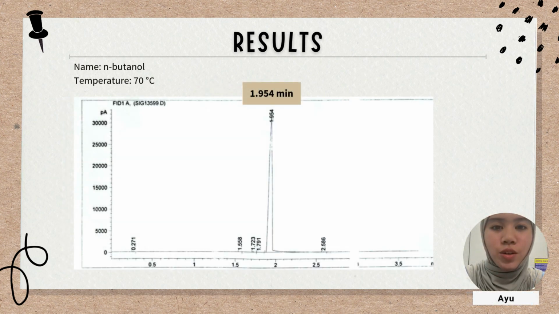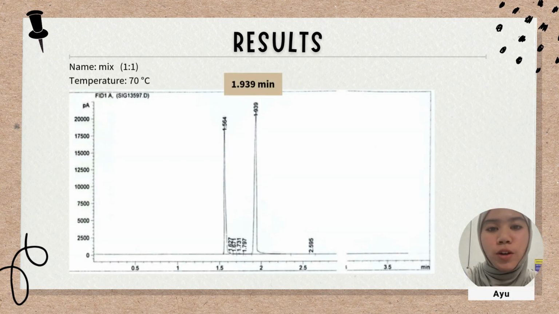Next, this slide shows a chromatogram for N-butanol at 70 degrees Celsius. The main peak appears at the retention time of approximately 1.95 minutes, which is longer than 2-propanol. This is due to N-butanol having a higher boiling point and lower volatility.